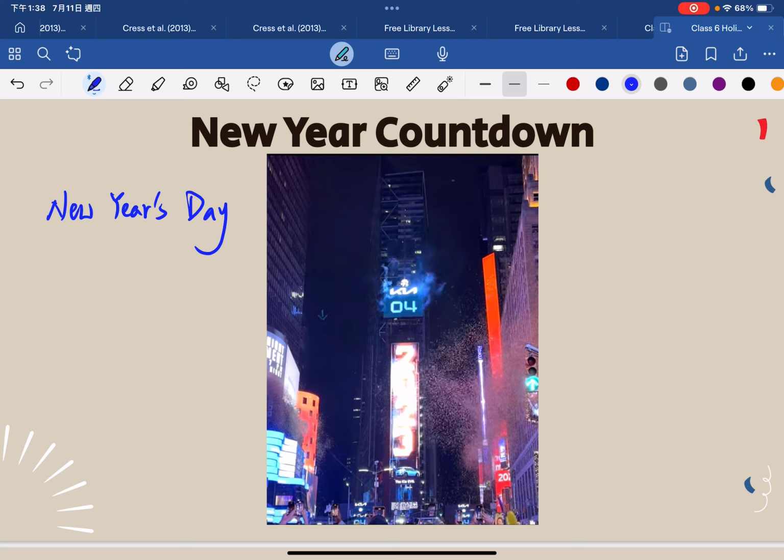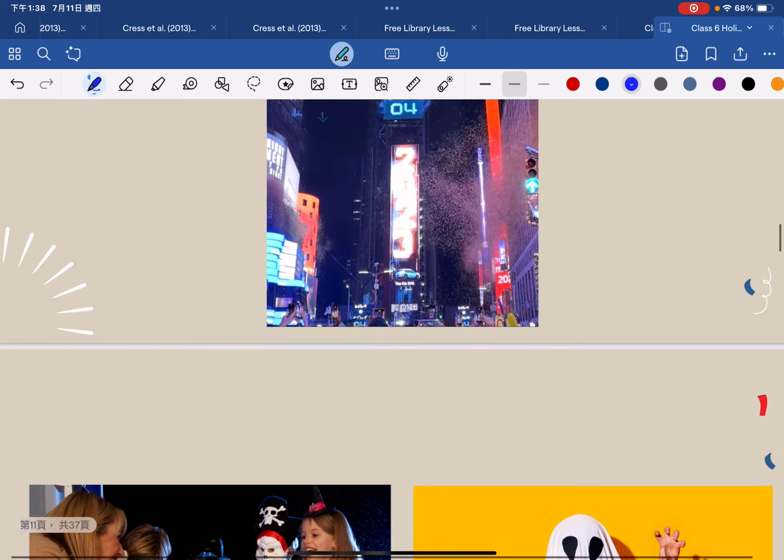Okay, so what is count? Count means 1, 2, 3, 4, 5, 6, 7, 8, 9, 10. I'm counting, right? I'm counting by adding all the numbers. And countdown means you're going down the number. So it's like 10, 9, 8, 7, 6, 5, 4, 3, 2, 1. So this is a countdown. So they are doing a New Year countdown.